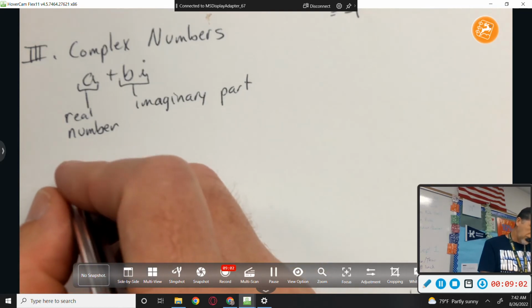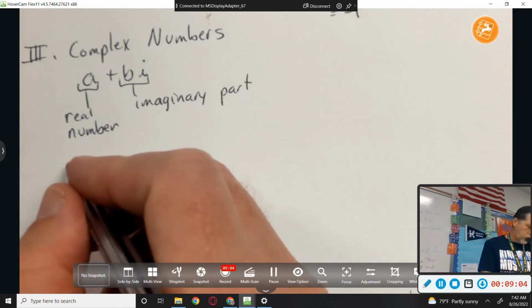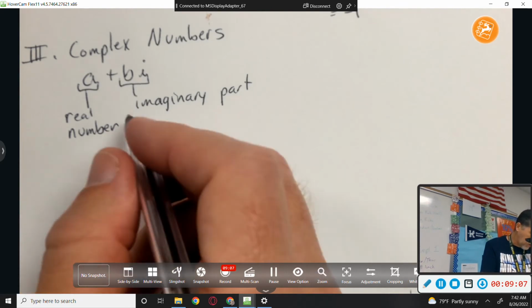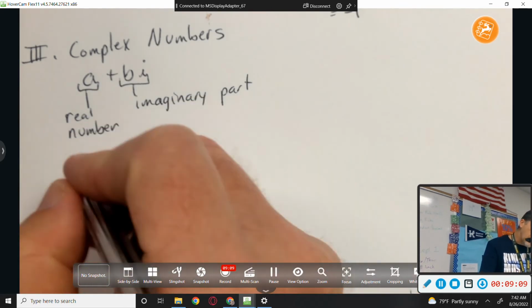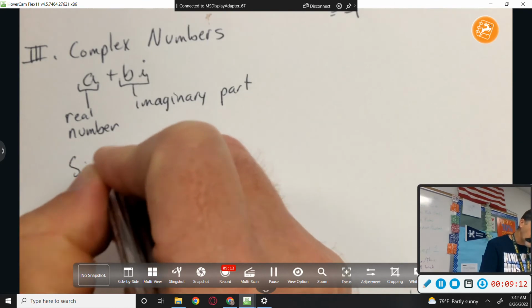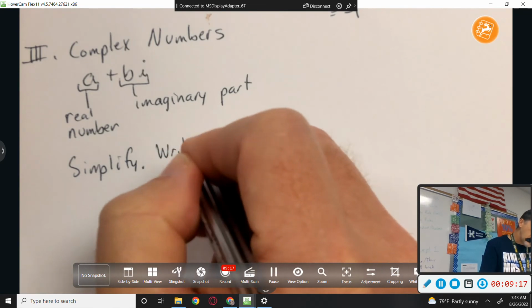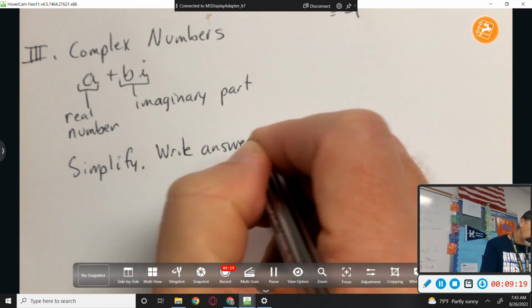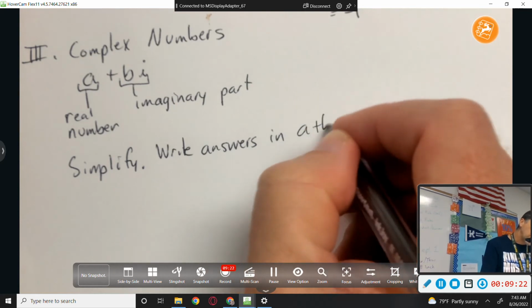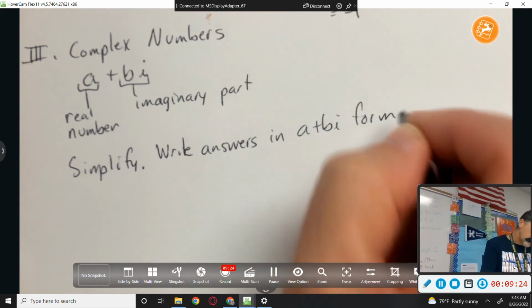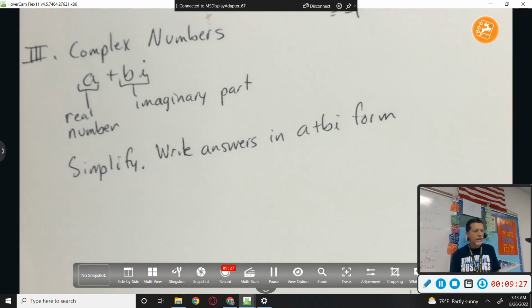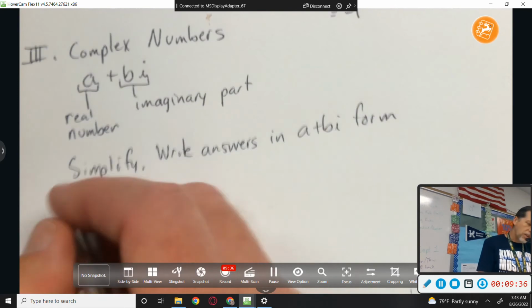We're just going to do some examples with it. We can just jump right in. I guess we'll say the instructions would be something like: simplify, write answers in a plus bi form. Simplify, write your answers in a plus bi form. Most of the time there's no other form you could write it in, so that kind of happens automatically, usually.